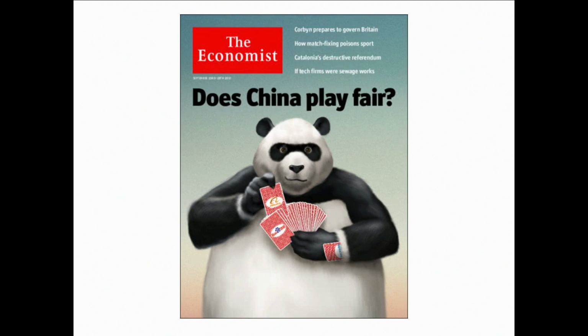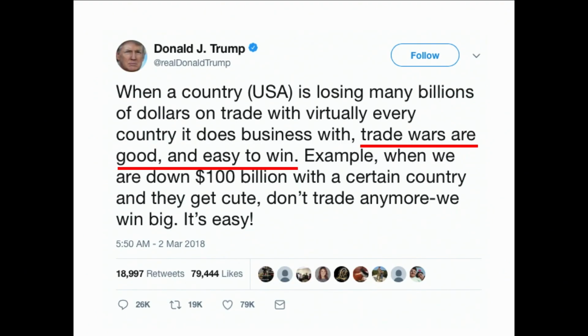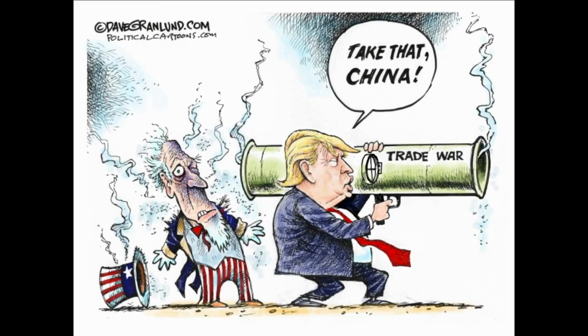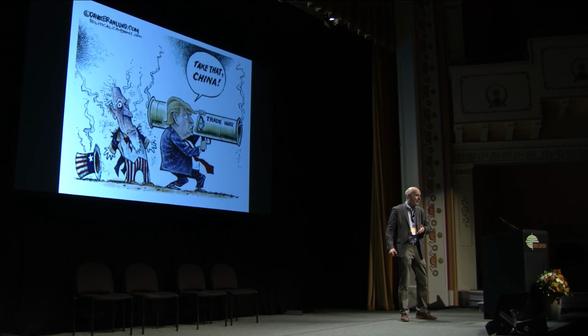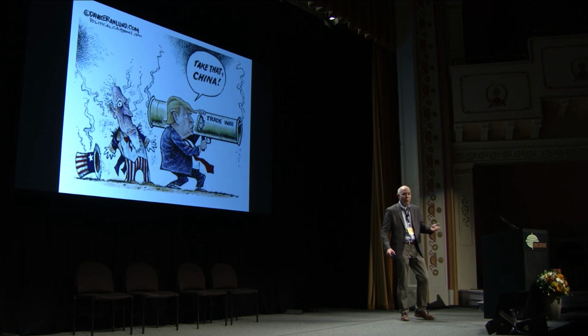What about China? China, does it play fair? Should we retaliate against them? Well, trade wars are good and easy to win. Do you remember that slogan? Okay, so we're going to fight back against China. Well, what does China do? Oh, we don't have to buy Boeing aircraft. We can buy Airbus. Oh, we don't have to buy American soybeans. We can buy Argentine soybeans. They retaliate, and U.S. exports fall more than 1 for 1, almost, with those tariffs being imposed.